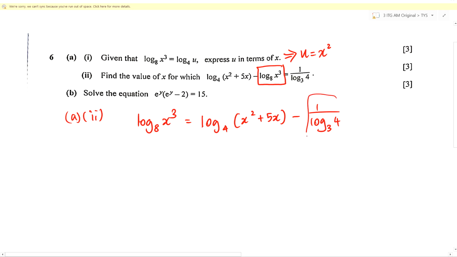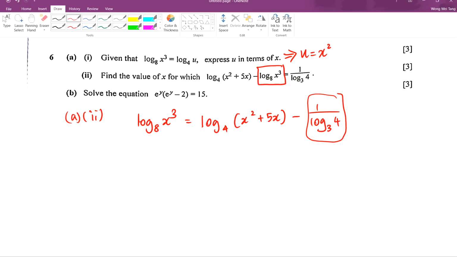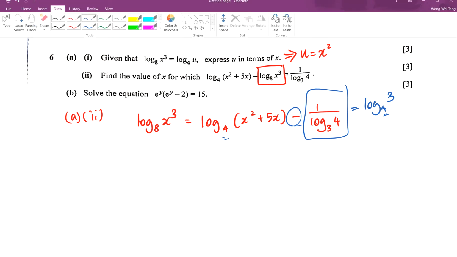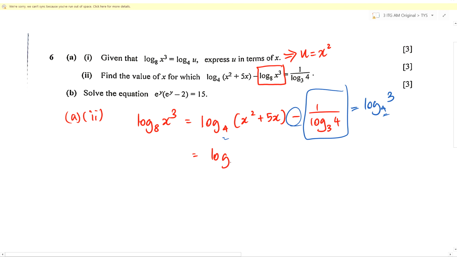You should recognize that this can very easily be converted. This is actually the same as log base 4 3. We just change the positions and take the reciprocal. So instead of 1 over log base 3 4, it becomes log base 4 3. That is also very easy to remember. So when I have a log base 4 and a log base 4 with a subtraction, then it's easy for me to evaluate. On the right hand side, I have log base 4.